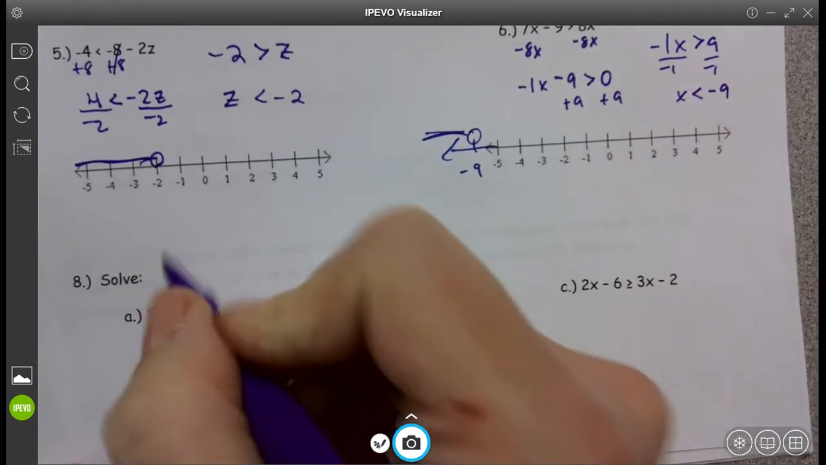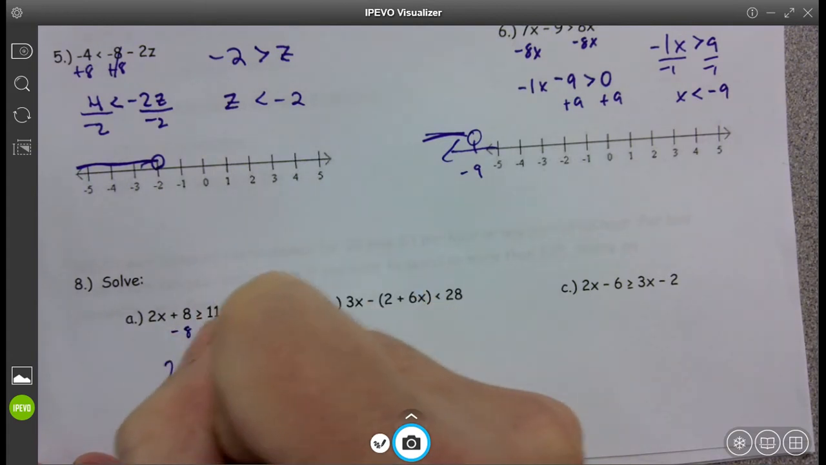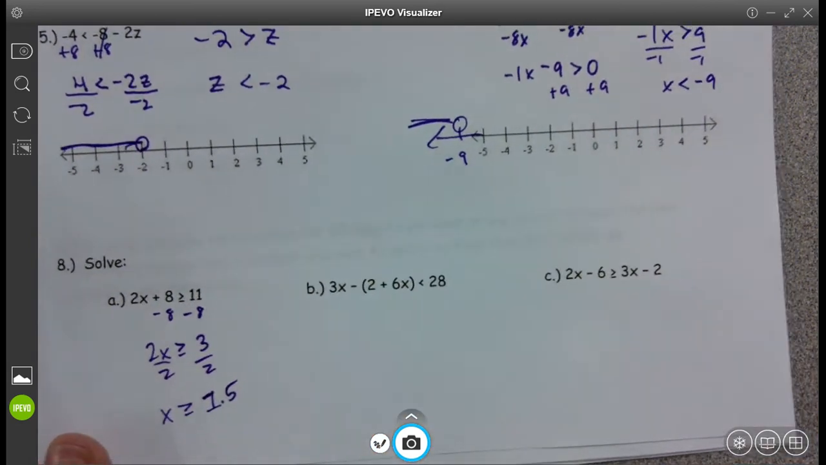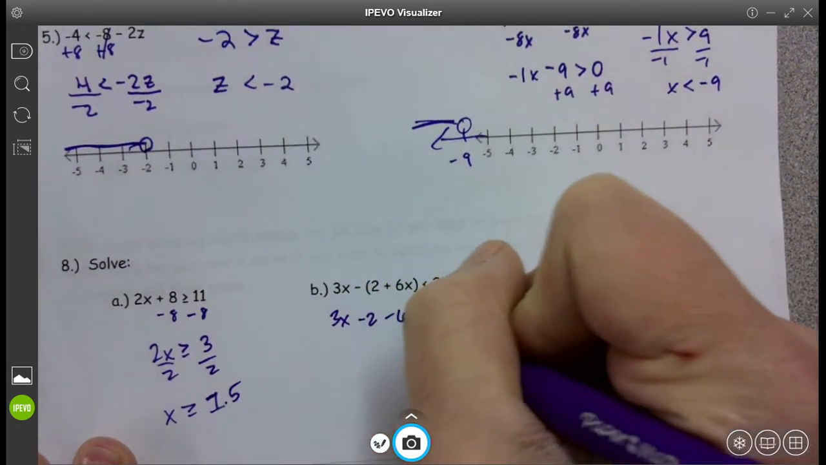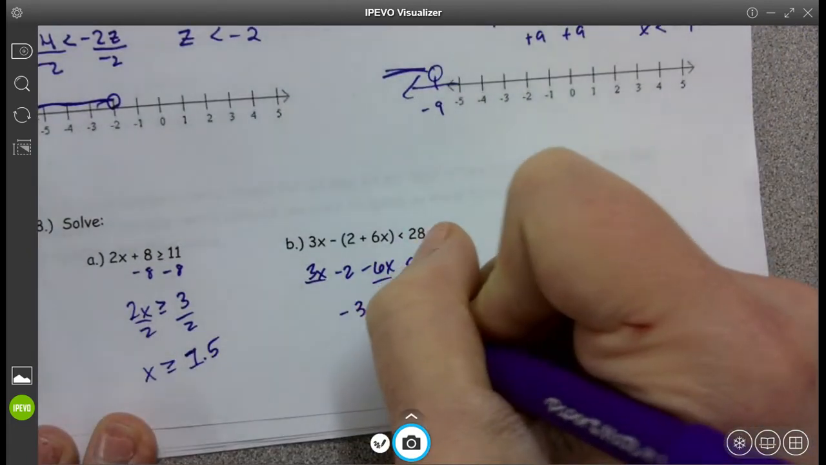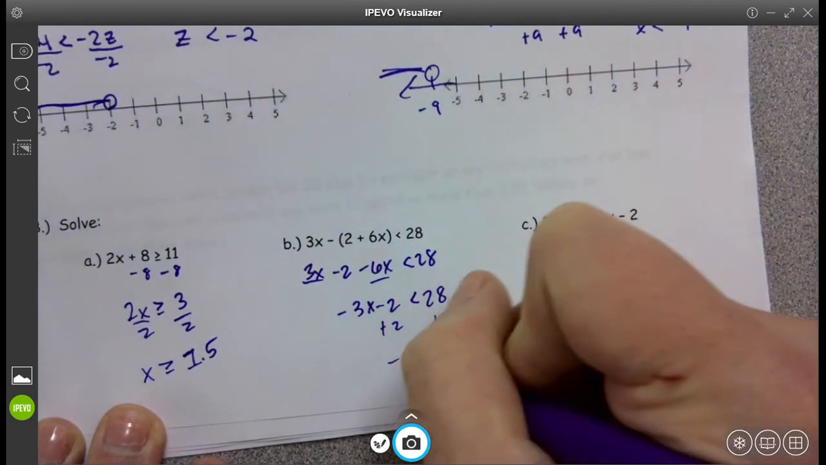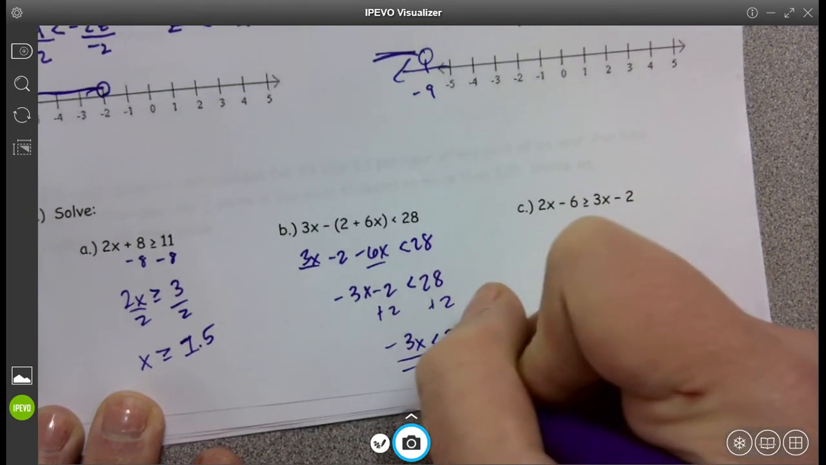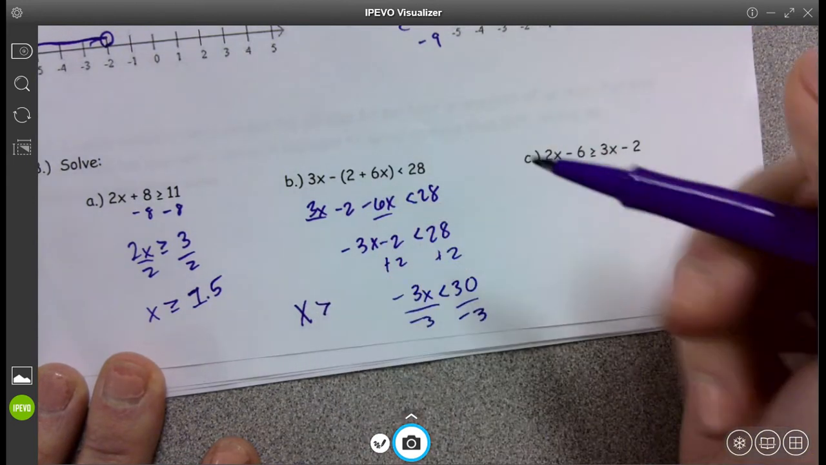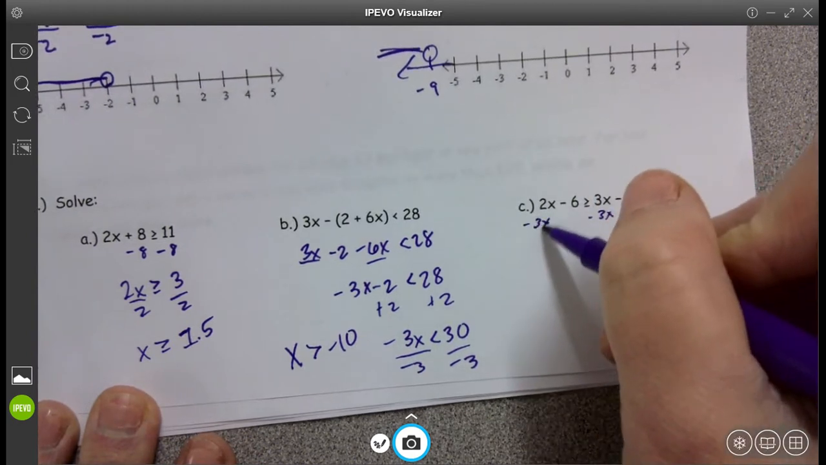And lastly, at the bottom, just for space, I wanted you to solve these, but we're not using a number line. We're just going to say my values are greater than 1.5 or 3/2. Here, I'm subtracting 2 and I'm subtracting 6x. I'm going to put them together by combining like terms and get -3x minus 2. Then I start by moving 2 to the other side, and then we're isolating x, so we divide by -3. So x is isolated, and we're going to flip the sign because we divided by a negative, so x is greater than -10. C, we're going to subtract, we're going to get x's on the left.